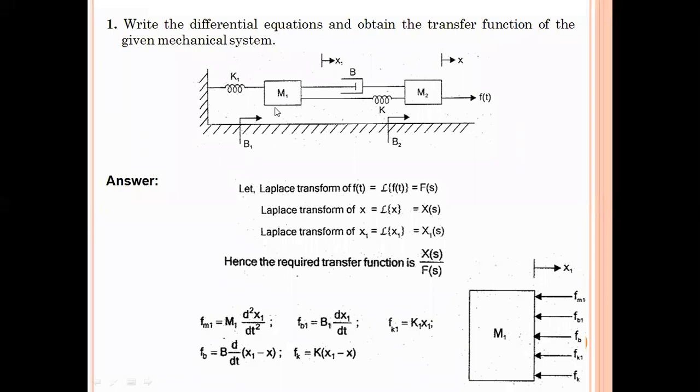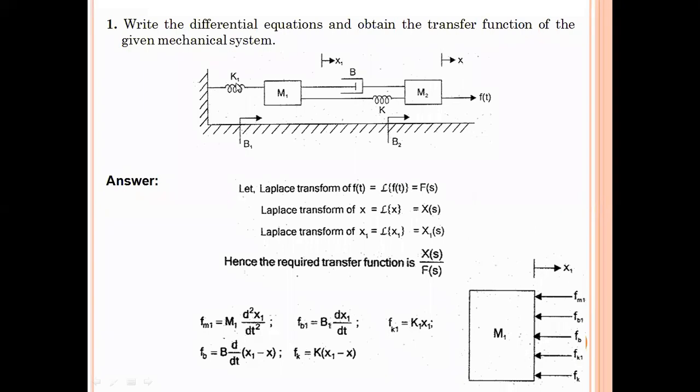Second force is fk1. And the third force, you can see between this reference point, which is a fixed point, and m1, we have another force, that is b1, which is a frictional force or dashpot. So b1 is the friction that is acting on m1, right? So this is the third force on this block.